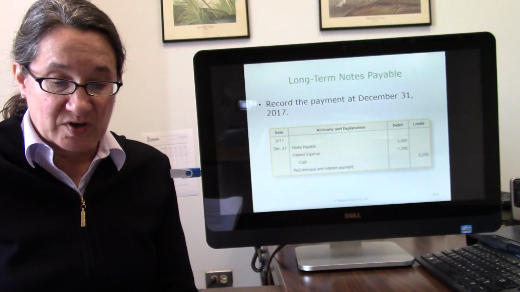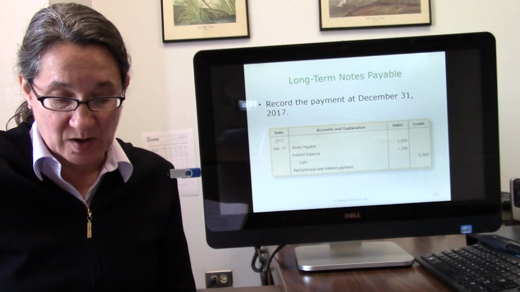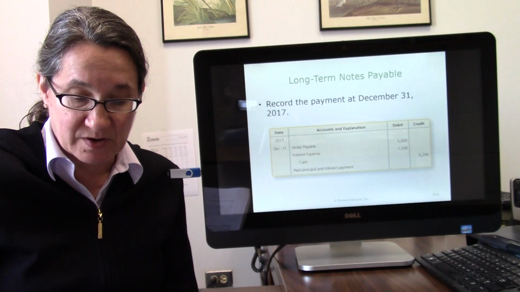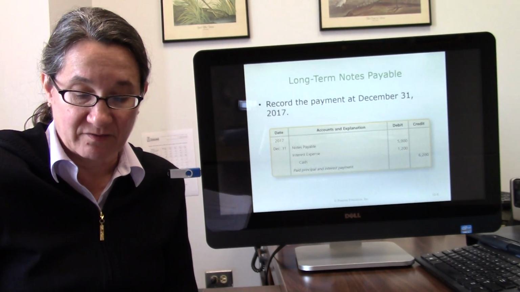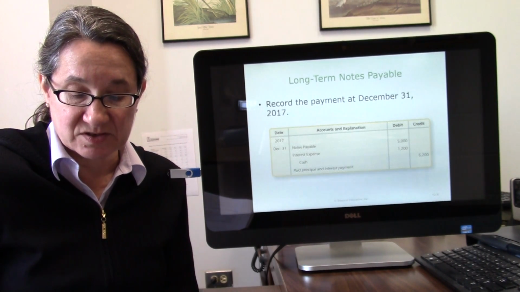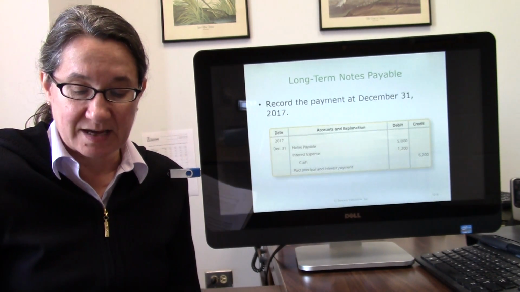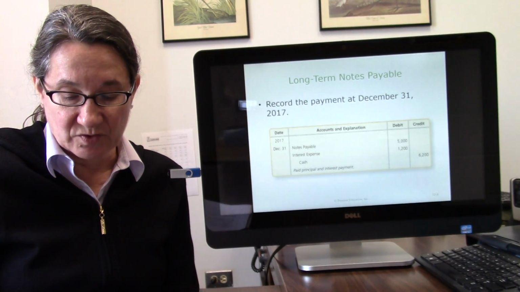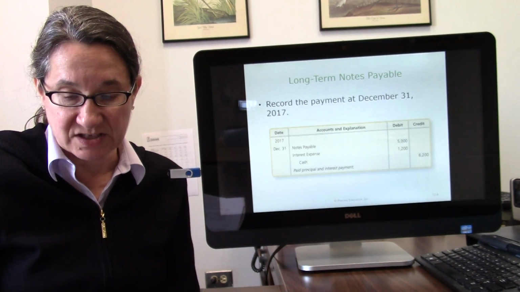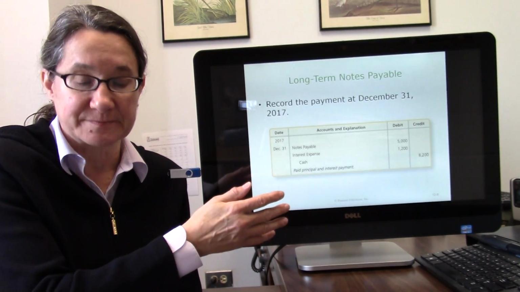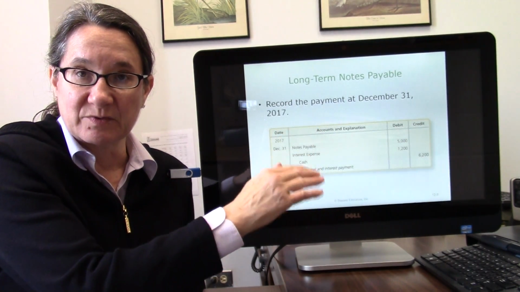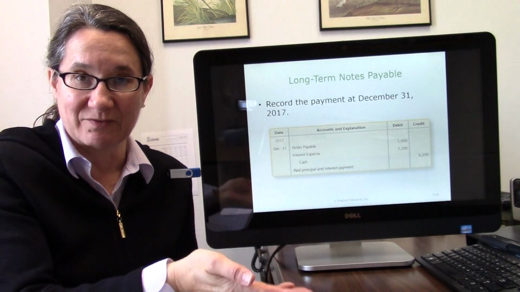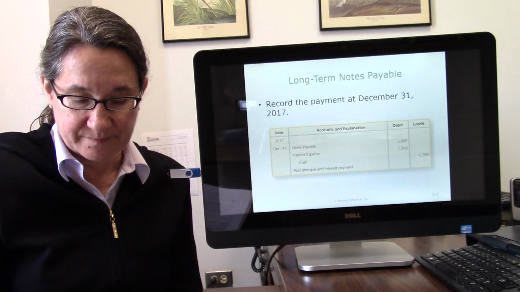Alright, so to record the notes payable payment, let's assume it is now December 31, 2017, and Smart Touch Learning must make its first installment payment of $5,000 principal plus interest on the note. The entry requires a debit to notes payable for $5,000, a debit to interest expense for $1,200, and a credit to cash for $6,200. So when they actually make that payment, the note payable is what's getting reduced. The principal gets reduced by $5,000, interest expense $1,200, and of course they have to pay for it. And when you pay for things, you pay with cash. So you add it up, and there it is.